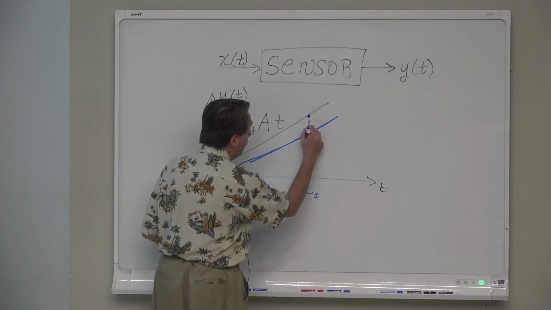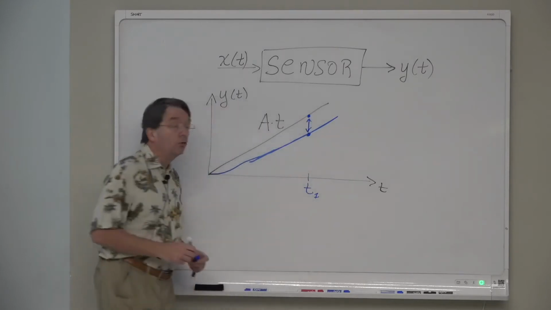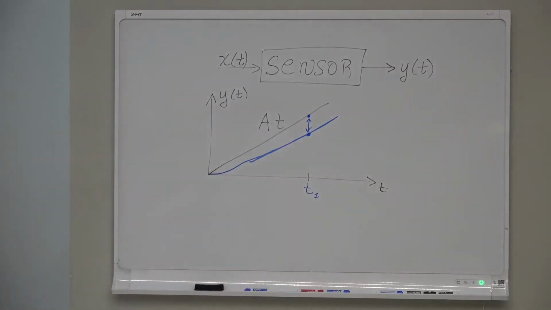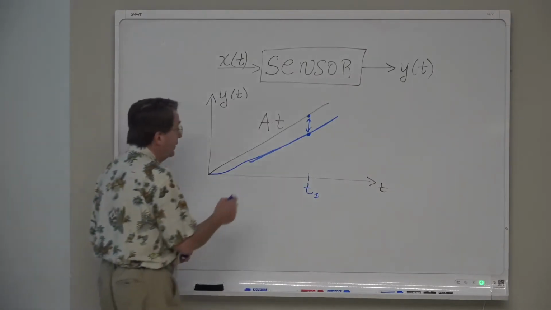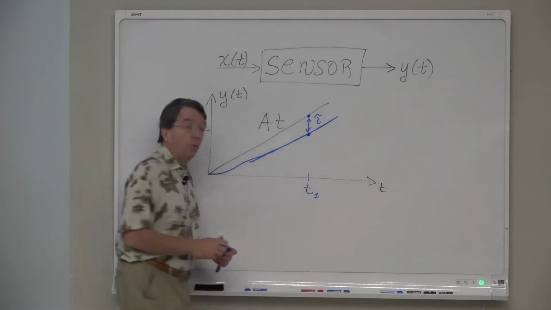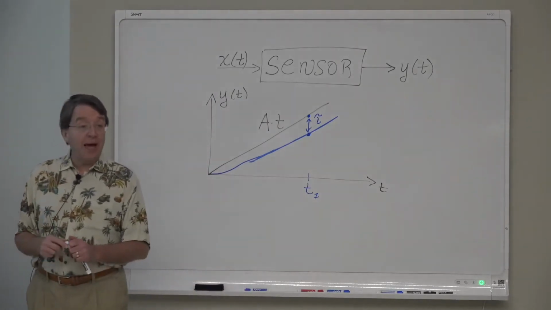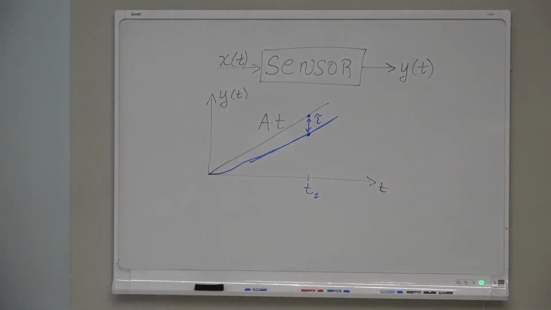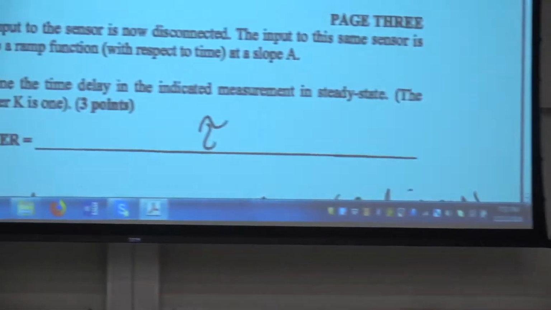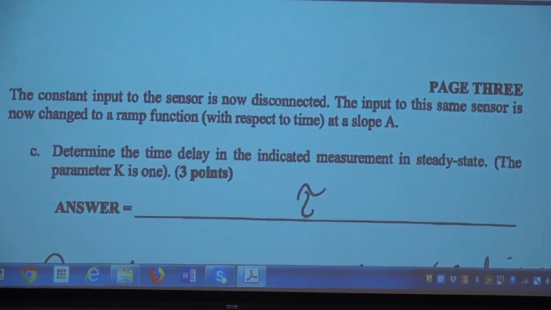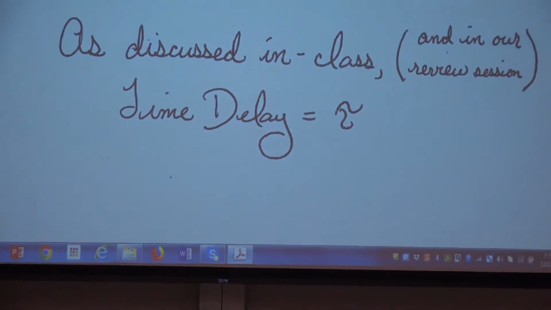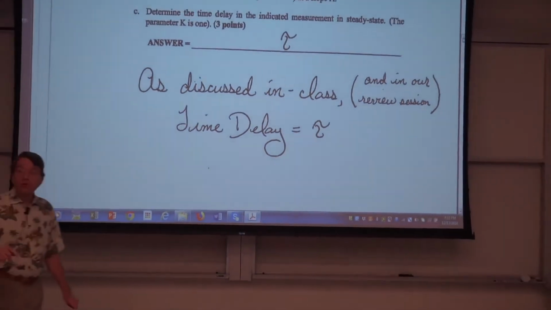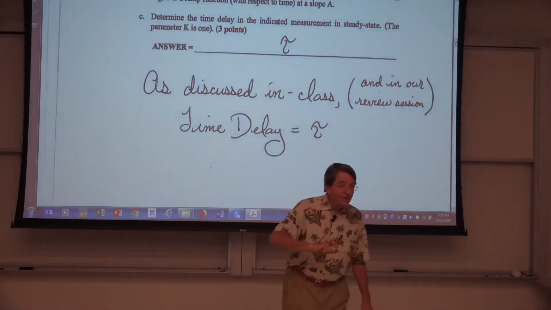What is the error at time t1? It is the vertical distance between the ideal response, shown in black, and the actual response, shown in blue, below it. And it turns out that this vertical distance, this error function, is tau. And if I go back to the slide, I can just write down the answer. The answer is tau. Okay? Now, can anyone help me out? If I asked you the error, what's the next thing I'm going to ask you?